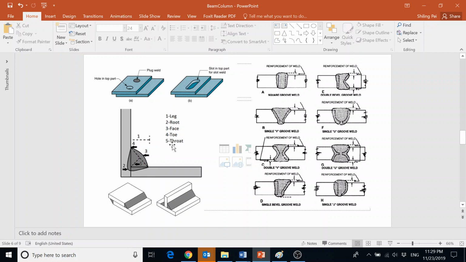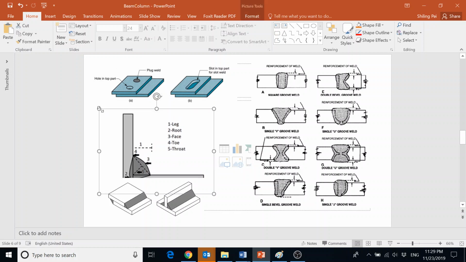Why am I saying the throat is the most important? It is because when you calculate the strength of a fillet weld, this is the number to use. It's not the face, it's not the leg, it's the throat. Because we consider the failure of the fillet weld will happen along the throat. Okay, so that's pretty easy to understand.